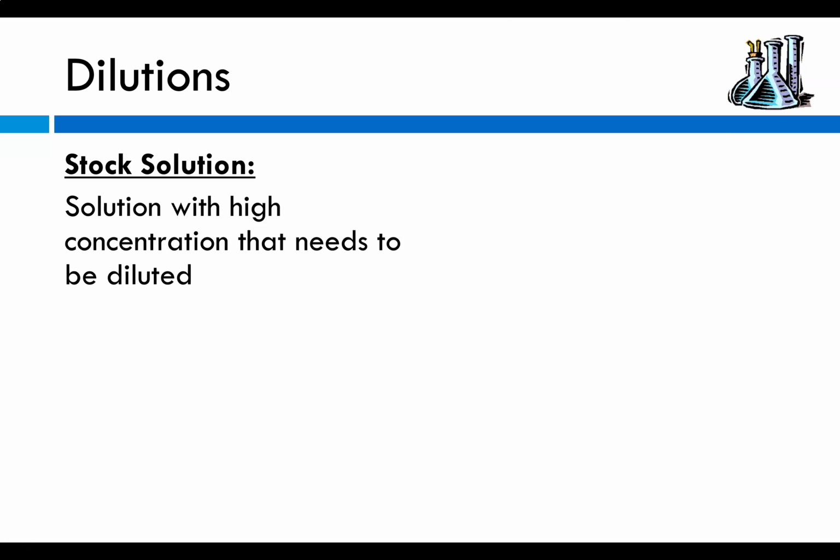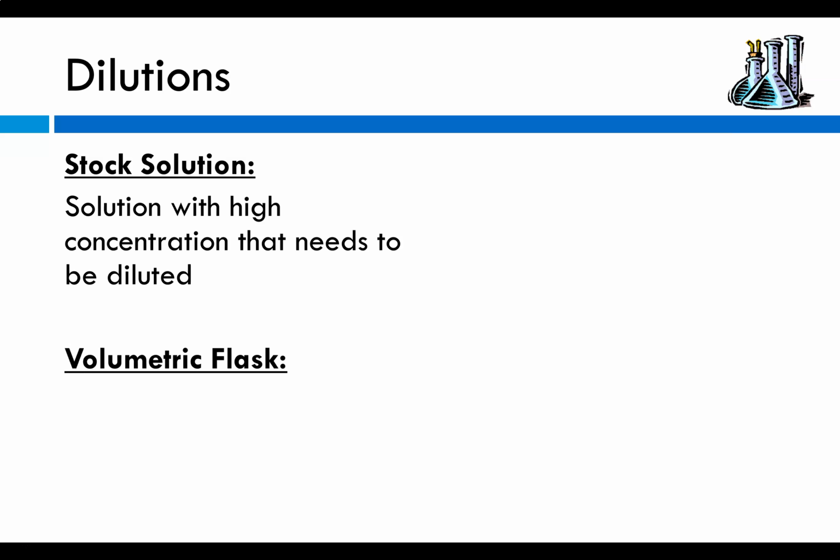Often that stock solution concentration is much higher than what you'd need to work with in the lab. For example, something like hydrochloric acid usually gets shipped at 12 molar, which is very, very concentrated, much higher than you'd need for most lab activities, so we'd have to dilute that down.